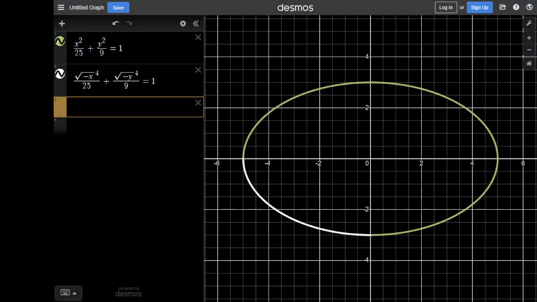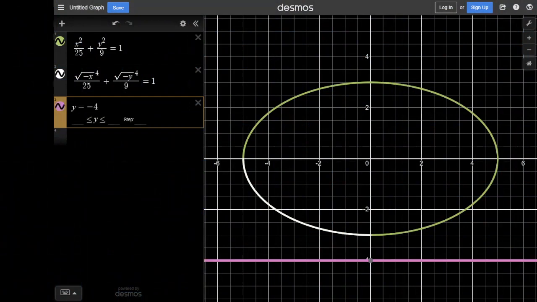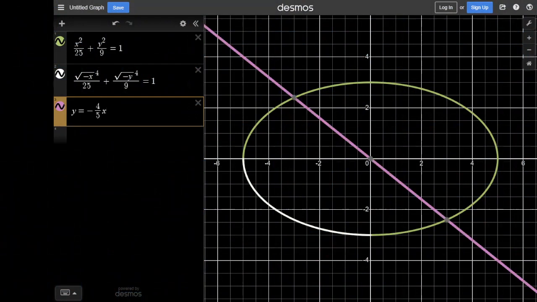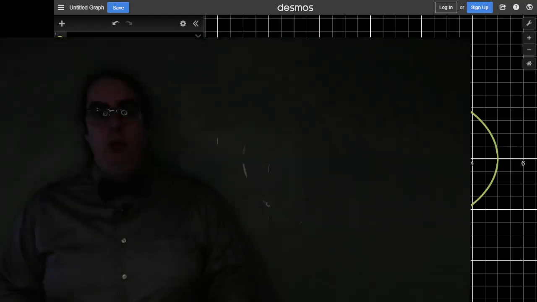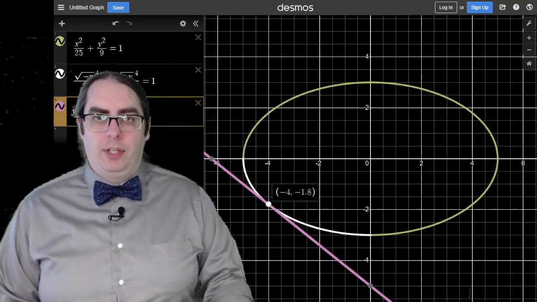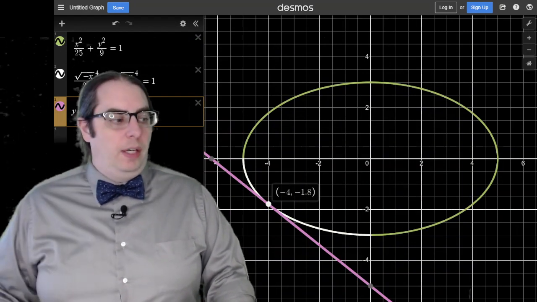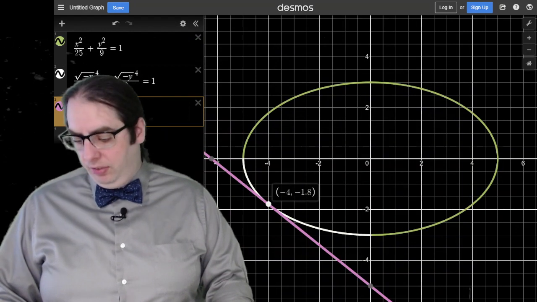Now, if I jump back to Desmos and I graph y equals -4/5 x minus 5, we can see that it is tangent. It hits the curve at exactly one point, and that exact one point is (-4, -1.8). So we do, in fact, have our tangent to our curve. All right. There's the idea of implicit differentiation.